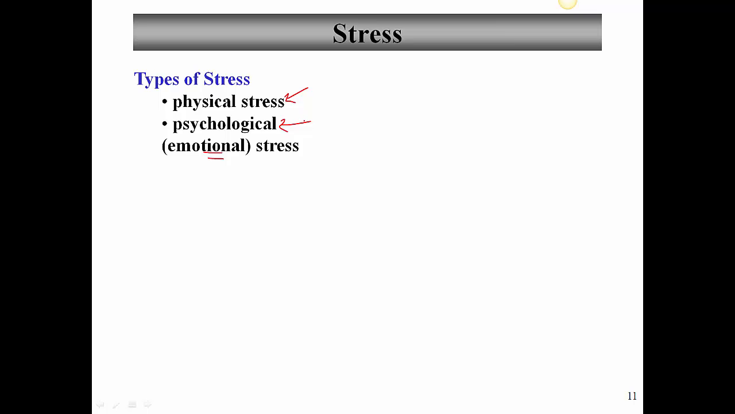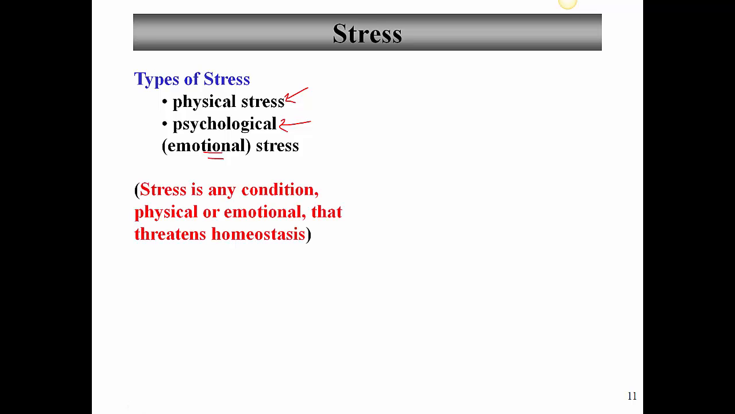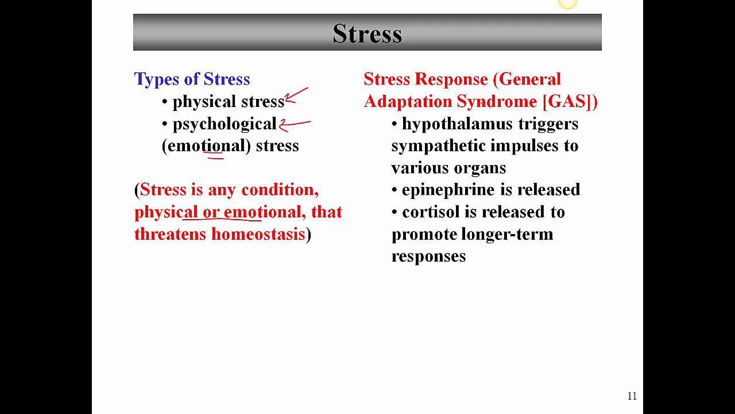This can result from trauma, injury, surgery, and in terms of how the body reacts to these stressors, it knows no difference between physical and psychological stress. It reacts to both of these identically. So we can say that stress is any condition, physical or emotional, that threatens homeostasis. The way we deal with stress is known as the General Adaptation Syndrome, or GAS. The heart of this response is at the hypothalamus, as we'll see in a couple of seconds.